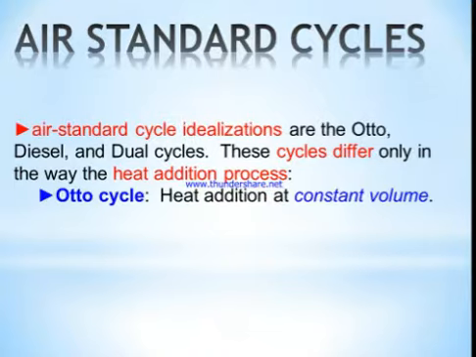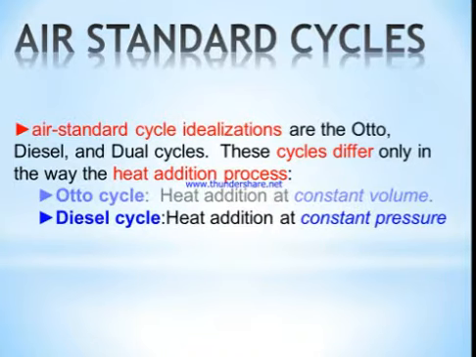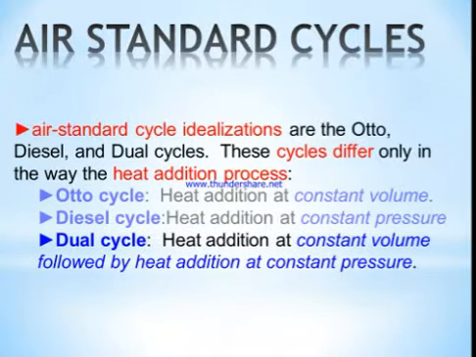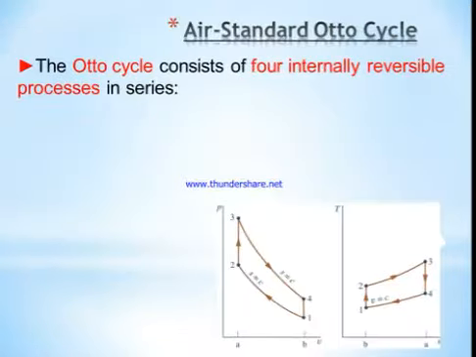For example, in the Otto cycle, heat addition takes place at constant volume. In the diesel cycle, heat addition takes place at constant pressure. And in the dual cycle, heat addition takes place both at constant volume as well as at constant pressure. So here heat is added first at constant volume and then at constant pressure. Now you will study the Otto cycle.